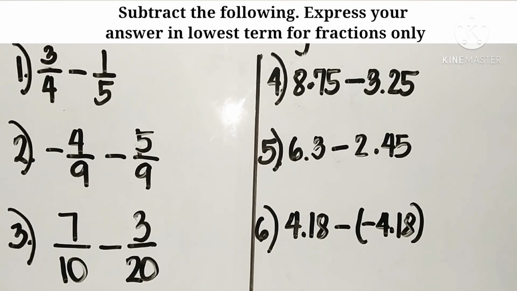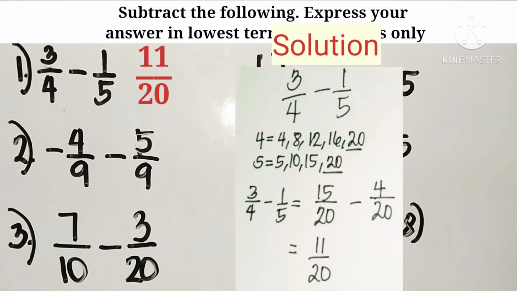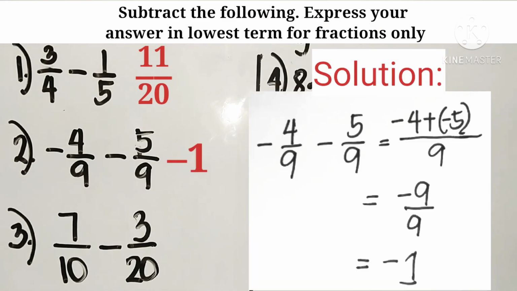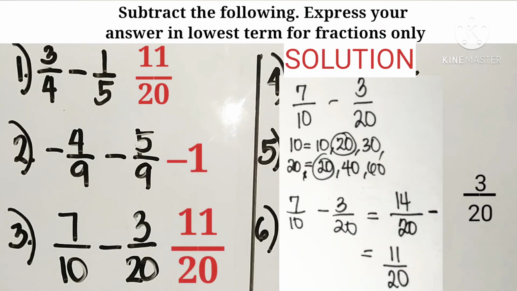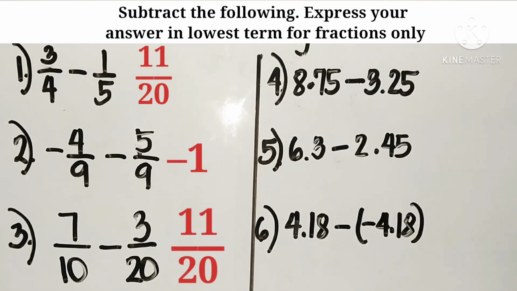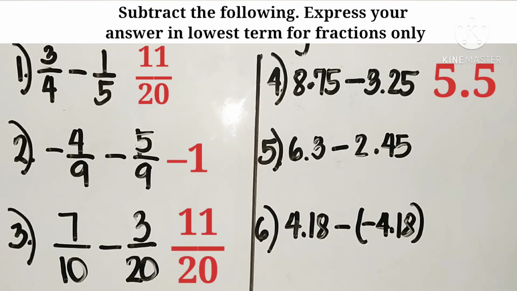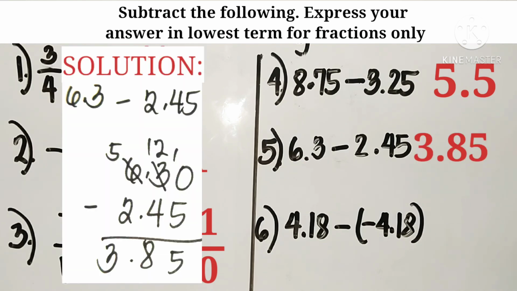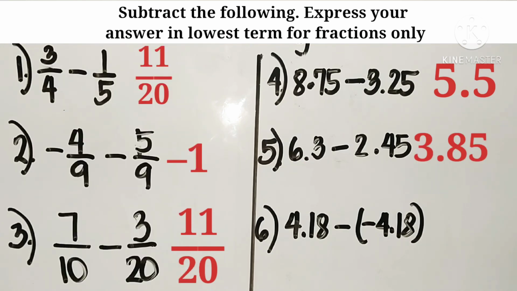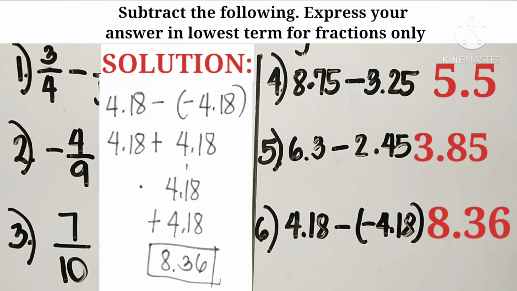Let's check number 1. 11 over 20. Number 2, negative 1. Number 3, 11 over 20. Number 4, 5 and 5 tenths. Number 5, 3 and 85 hundredths. Number 6, 8 and 36 hundredths.